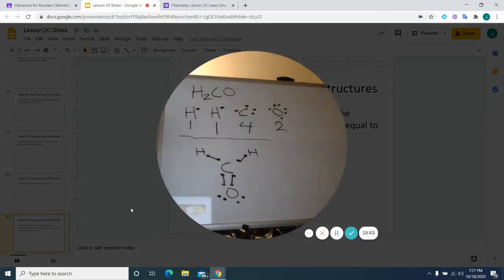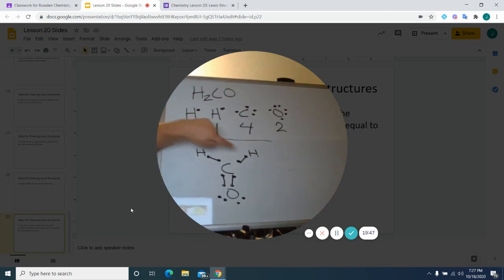So really, let's double check. Up here, we said hydrogen's going to want 1. Hydrogen has 1. The other hydrogen's going to want 1. It has 1. Carbon's going to want 4. It has 1, 2, 3, 4 bonds. Oxygen's going to want 2. It has 2 bonds. So everything's happy. That right there is the Lewis structure for H2CO.